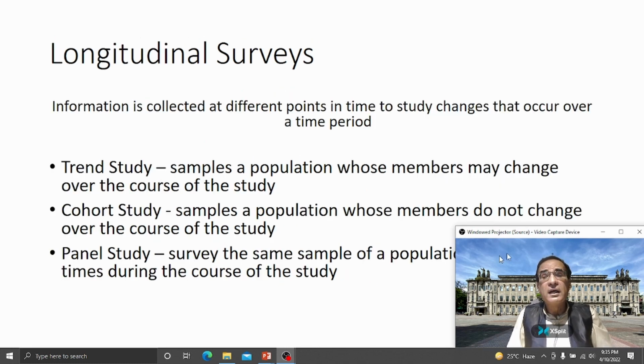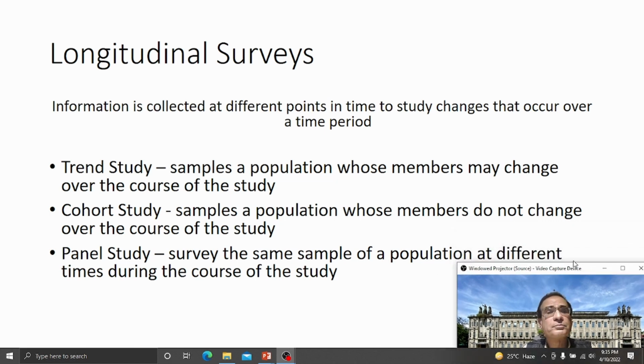Next is the longitudinal survey. In this survey, information is collected at different points in time to study change that occurs over a time period. There are other types of survey. Trend sample: a population whose members may change over the course of the study. We will discuss the trend study in detail in another lecture. Cohort study: a sample of a population whose members do not change over the course of time. Panel study: a survey of the same population at different times during the course of the study. These are the three types of the longitudinal survey.